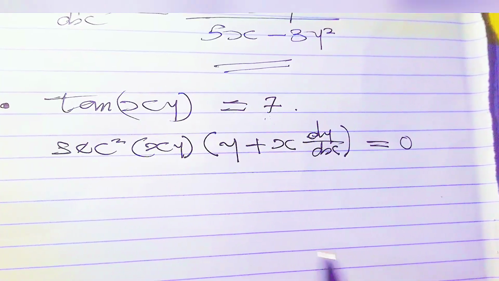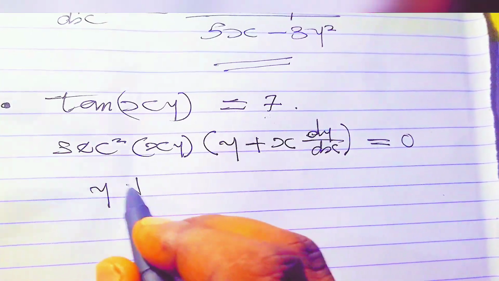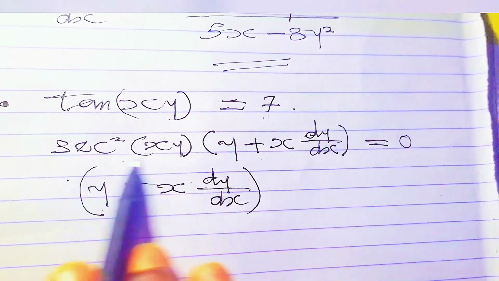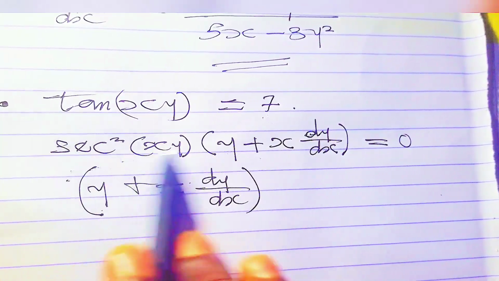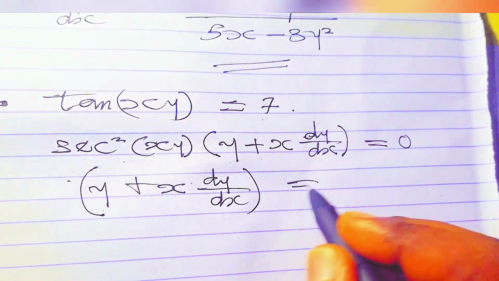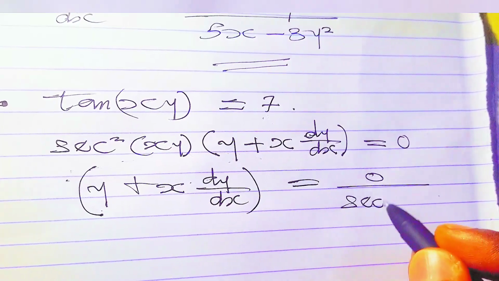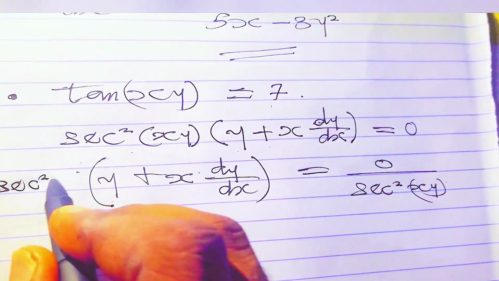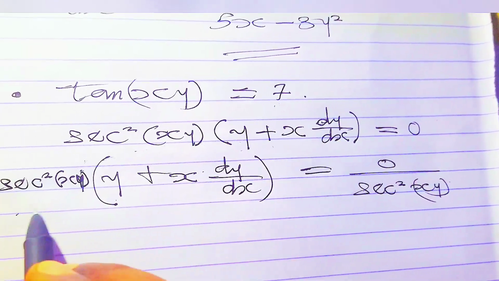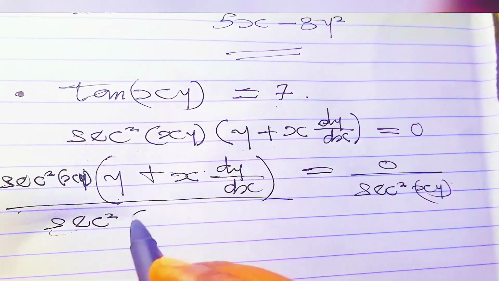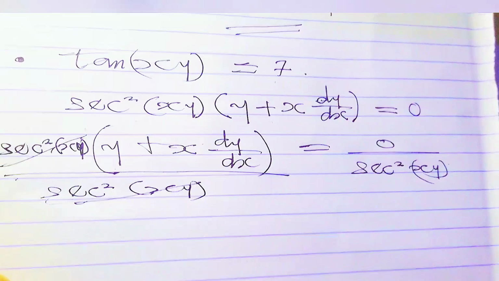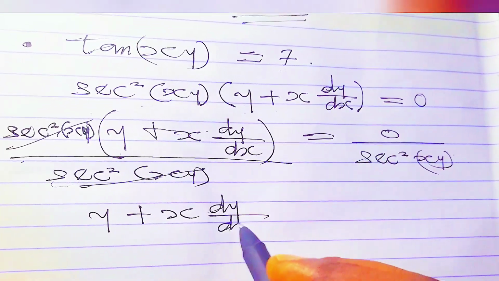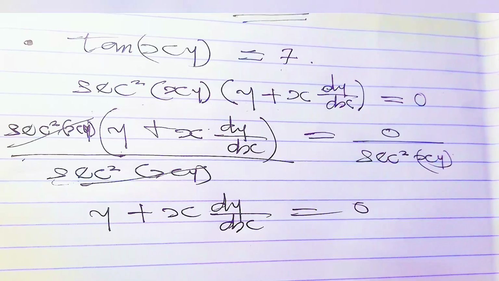And then we can simply write this as sec squared xy times the bracket y plus x dy/dx, and divide both sides by sec squared xy, since this looks like the coefficient of everything you have there. So this is going to be 0 divided by sec squared xy. Or I can still choose to write this for better understanding. Divide both sides by sec squared xy so that this cancels, and what we have eventually becomes y plus x dy/dx equal to 0, because 0 divided by any number is going to be 0.